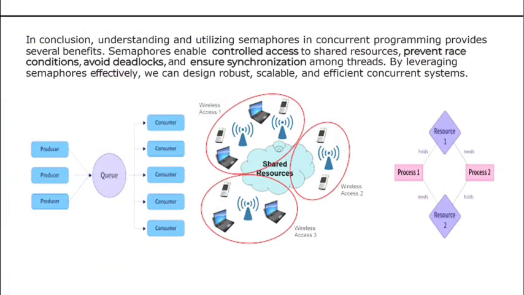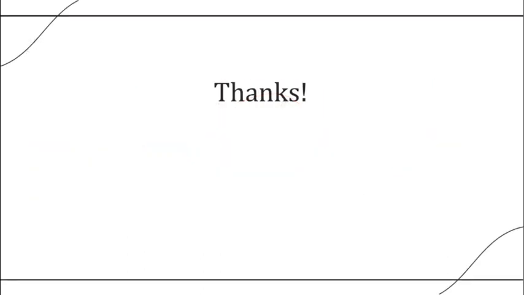So, in conclusion, understanding and utilizing semaphores in concurrent programming provides several benefits. They enable control access to shared resources, prevent race conditions, avoid deadlocks, and ensure synchronization among threads. So by leveraging semaphores effectively, we can design robust, scalable, and efficient concurrent systems.